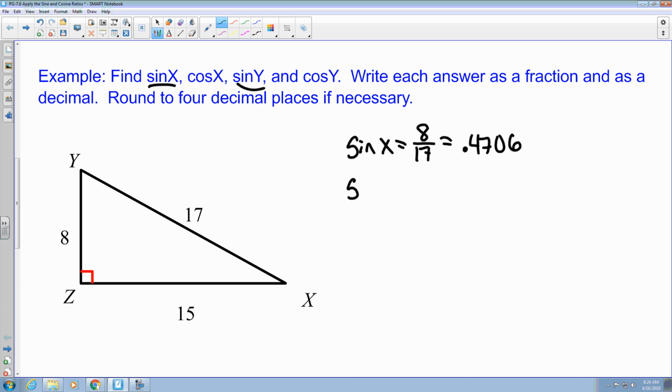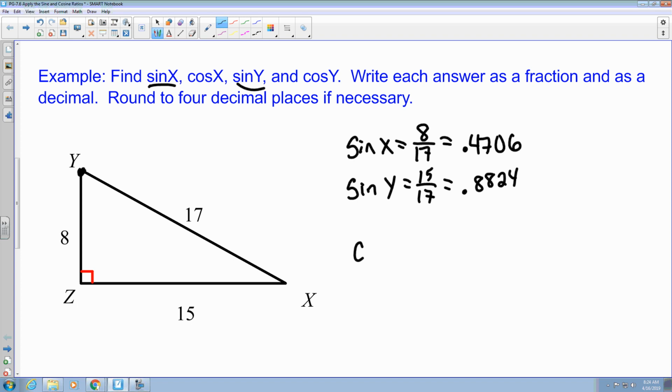Now let's look at the sine of y. The sine of y, which is right here, opposite in this case is 15 over the hypotenuse, which is 17. 15 over 17 is in simplest form. And if I write this as a decimal, it's going to be 0.8824. Okay, so we got done with the sine of x and the sine of y.